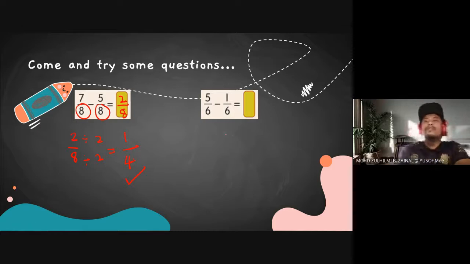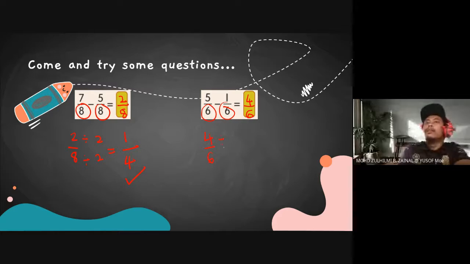Okay, number 2. 5/6 minus 1/6. Same goes for this. Look at the denominators first. Are they the same? Yes. So if they are the same, put 6 as the denominator for your answer. 5 minus 1 equals 4. However, 4 over 6 is not simplified yet. You can simplify this. How do you know if it can be simplified? Just try.